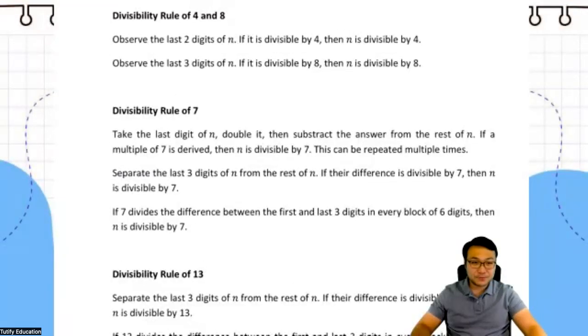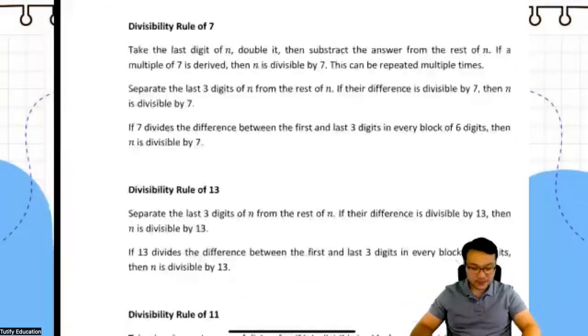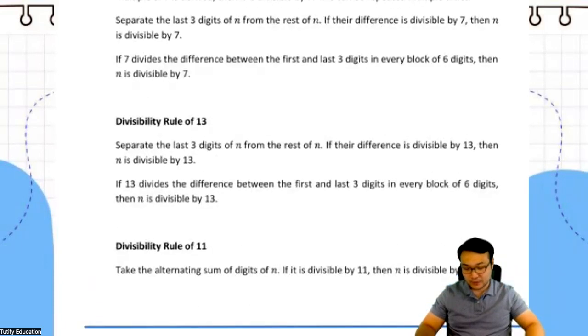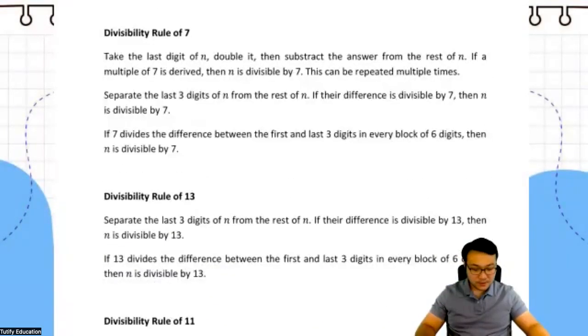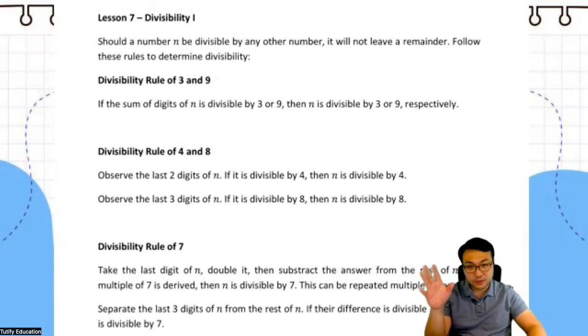Now, you might be wondering, why are we arranging the numbers like that? Why don't I put 3, then 4, then 7, then 8, then 9? And why do I put 13 above 11? The reason I'm doing this is because the divisibility rules of 7 and 13 are very similar. So that's why we group it together. You do have to memorize the rules, but because some of them are similar to each other, you have fewer things to memorize to tell whether a number is divisible.